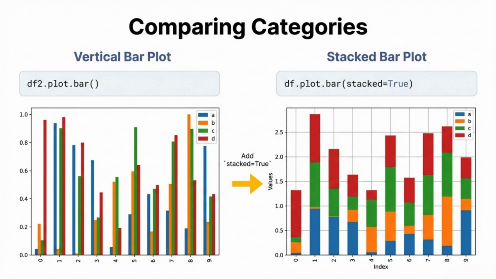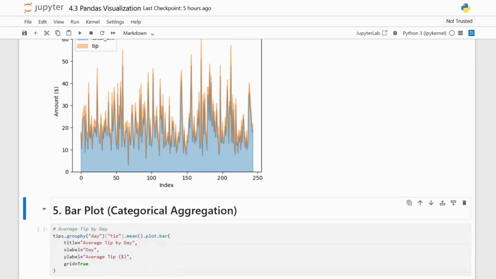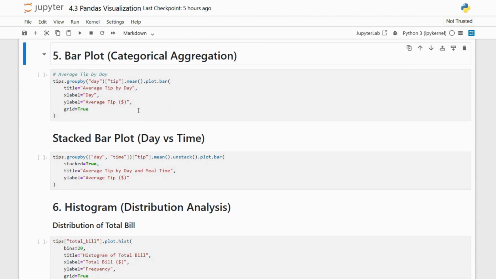Bar plots in Pandas are created using the plot.bar() function. Each bar represents a category and its height reflects the corresponding value. This visualization is particularly useful for comparing quantities across discrete groups, such as sales by region or counts by category. Pandas automatically handles labeling, making bar charts quick to generate and easy to interpret. Now we move to bar plots, which are excellent for comparing categories.